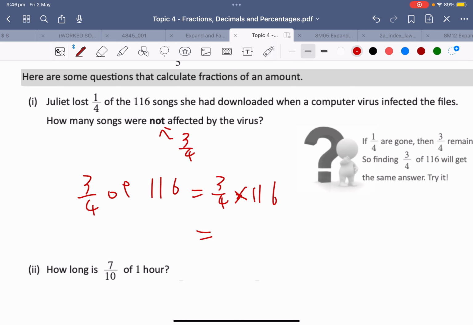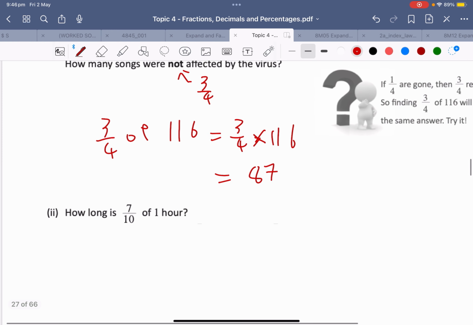What is that? That's 29 times 3. Is that 87? I don't know. My brain is really slow, guys. I'm tired. It's 9:46. Okay.